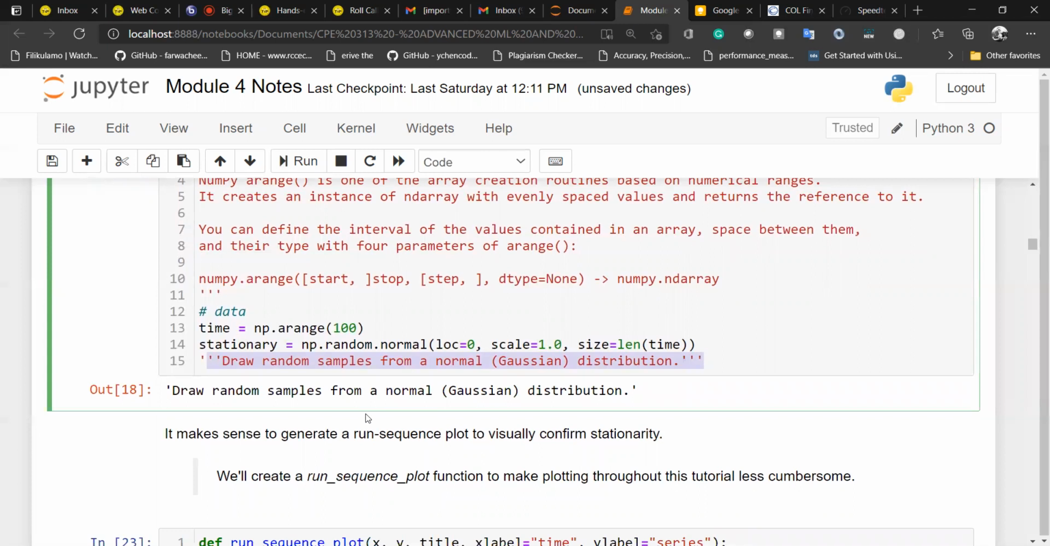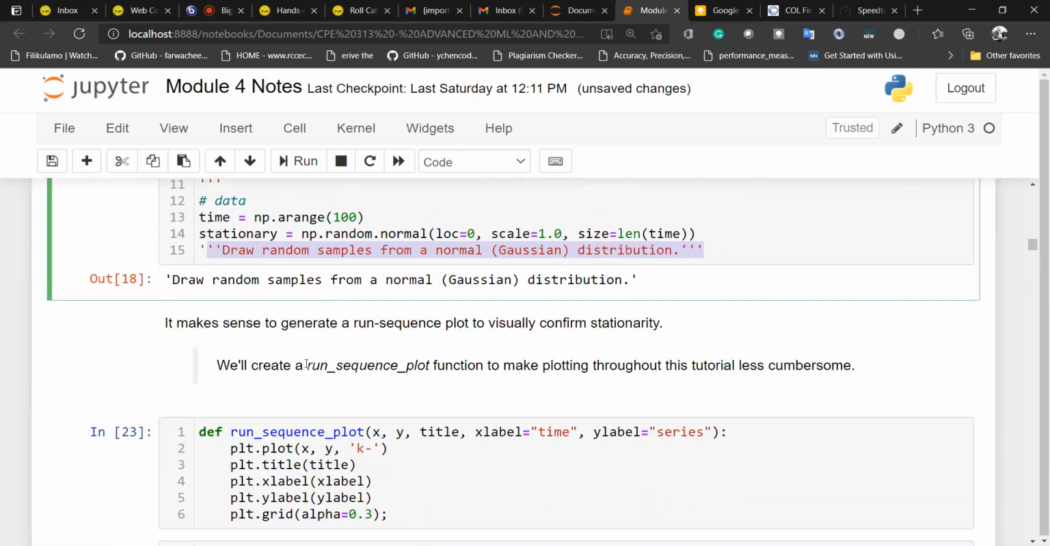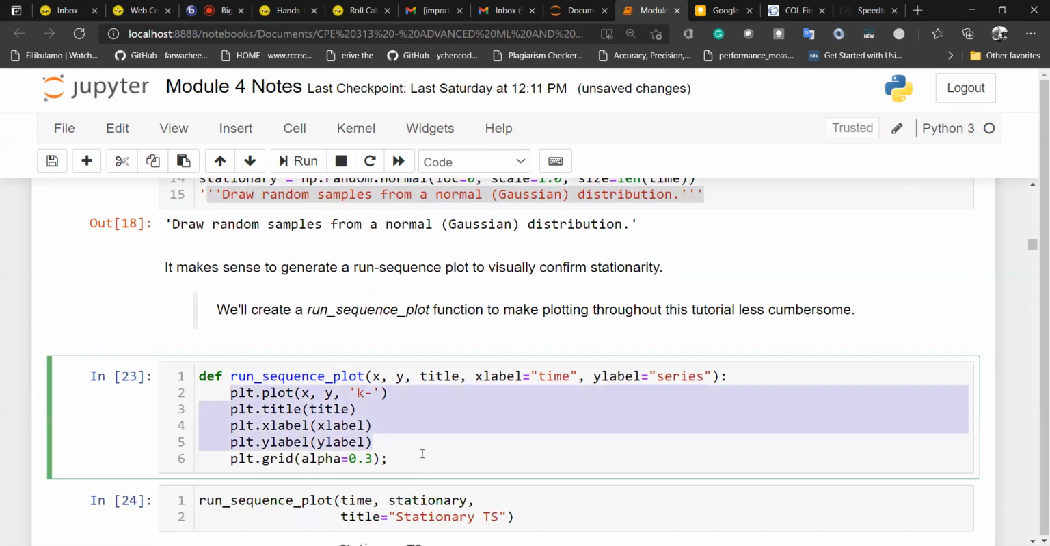So it makes sense to generate a run sequence plot to visually confirm stationarity. So we'll create a run sequence plot function para hindi na tayo gagawa ng pagpa-plot. So function na lang yung i-call natin, and basically itong mga values na to ng plot, yun ang ibibigay sa atin later. So this is just to run the sequence plot. So ano yung parameters niya? We have the x and y, the title, and the x label and the y label.